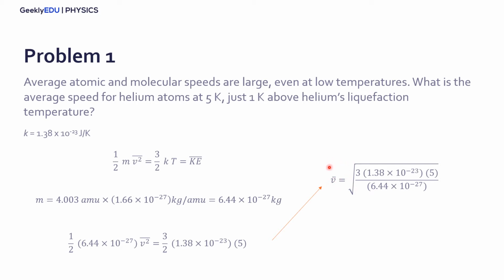So for helium at 5 Kelvin, it's always the absolute temperature here, we have an average speed of 179.3 meters per second. So even at very low temperatures, we have really high speeds.